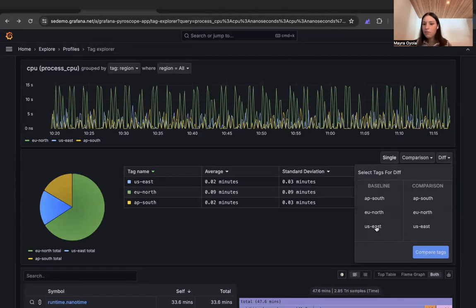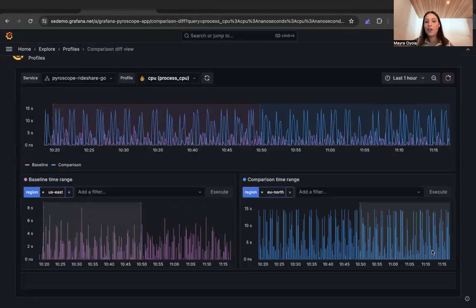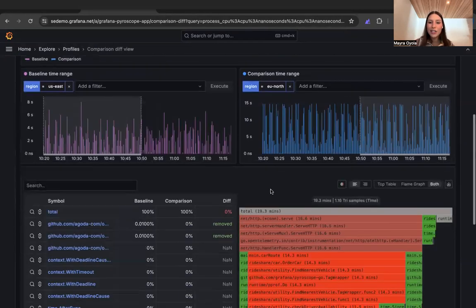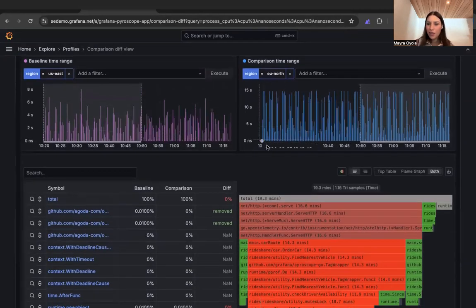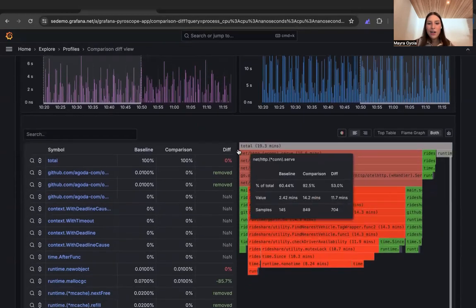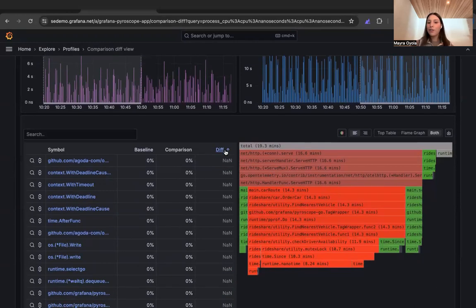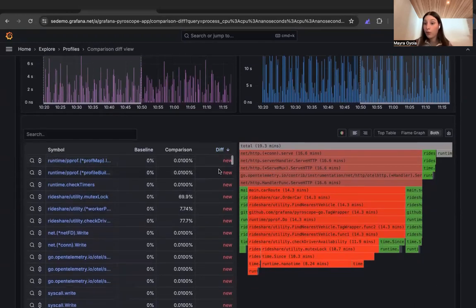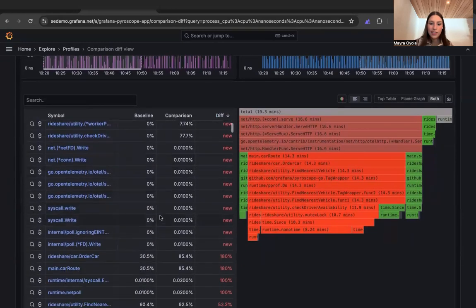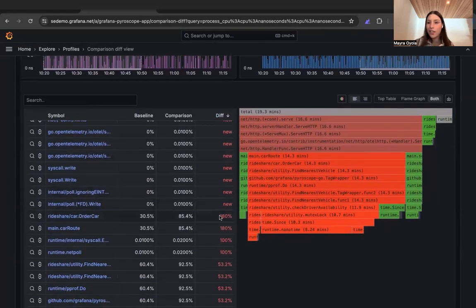So same definition, our baseline, the one that we want to get to is US East, and then our problem child is EU North. When we compare these tags, you'll see that this looks a little different. We still have the time range comparisons for spike analysis, but I want to point out that we now have the difference between these. So if I were to filter the differences from greatest to least, you can see here, the first one that isn't new and actually has a percent difference is in fact what we were looking at earlier, which is the order car request.